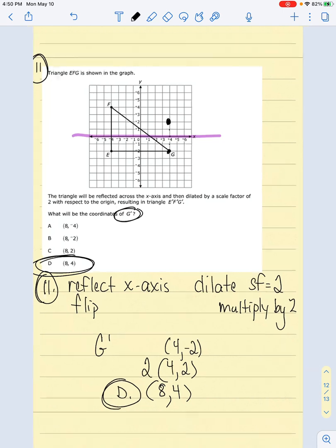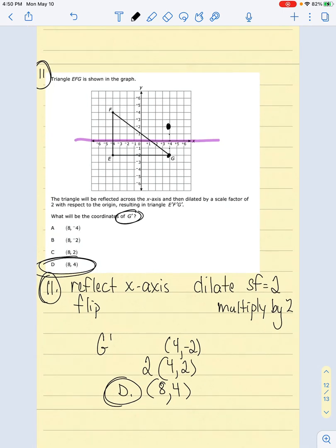So again, all you're doing with transformations is understanding the word, like, are they asking you to translate or slide, rotate or turn, reflect or flip, or dilate, which just means you multiply, and then you find the point they're talking about and do that to it.